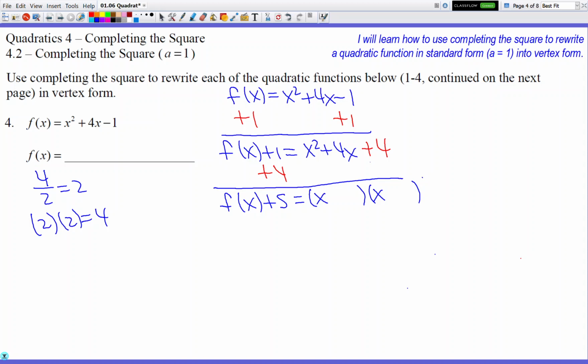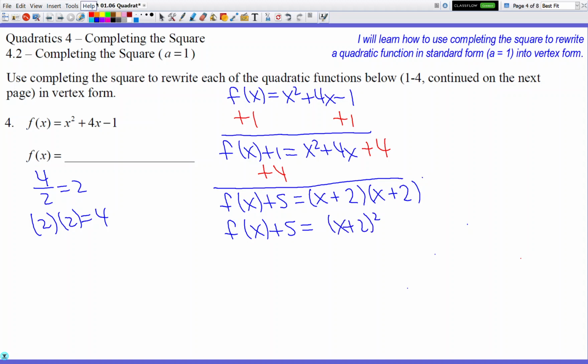And remember what I told you guys? This 4 is a perfect square. So what number creates 4 when multiplied by itself? And you're going to hopefully say 2 does. So 2 times 2 is 4, 2 plus 2 is 4. So I'm going to put a positive 2 for both of these signs. Okay, so then I'm going to have f of x plus 5 equals quantity x plus 2 squared.